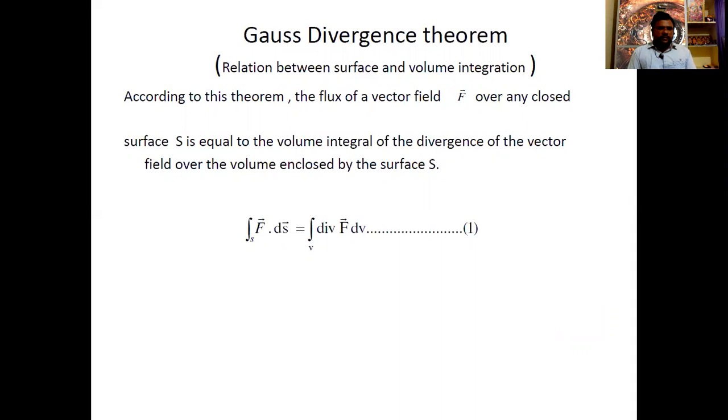Here we have to remember one thing: this Gauss divergence theorem is applicable only to surfaces which are closed. Closed means the surface should always enclose a volume, and in that volume only we have to take a volume element. We have to remember that.